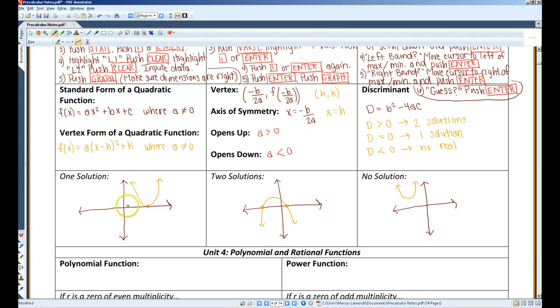The solutions, or zeros, are the places where the parabola hits the x-axis. If there's one solution, then the parabola just touches the x-axis. If there's two solutions, it might look like this. And if there's no solution, then the parabola does not hit the x-axis. And you know what? I should probably write no real solution. I forgot to write solution up here. Okay? There are actually complex solutions in there. Alright, and that's all for Unit 3.